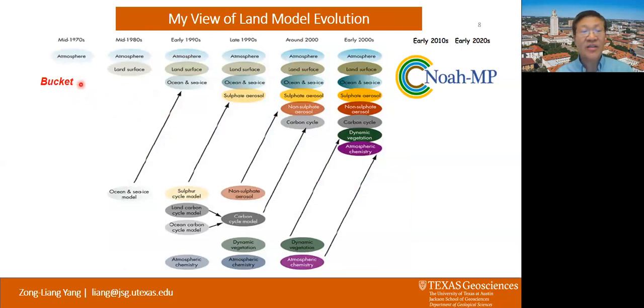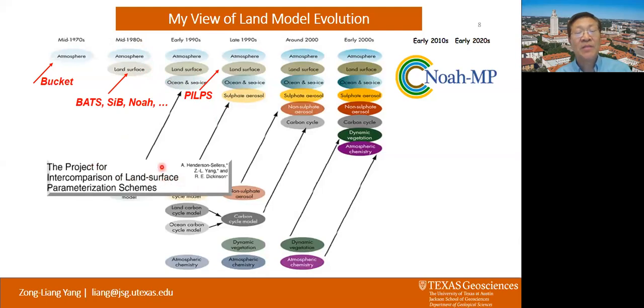You can see earlier, in the 1970s or late 1960s, the bucket model, and in the 1980s, the models developed by a few pioneers, such as BATS, the Biosphere Atmosphere Transfer Scheme, SiB, the Simple Biosphere Model, and the original NOAH, in the early and mid 1980s. In the early 1990s, shortly after I finished my PhD, I led the project for intercomparison of land surface schemes, PILPS. This was published in BAMS along with my PhD advisor, Ann Henderson-Sellers, and Bob Dickinson, and laid out a framework for intercomparing the different land models and understanding their strengths and weaknesses.